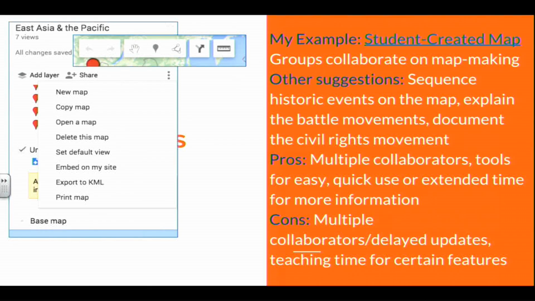It gives students the opportunity to create and share their own map of whatever they want around the world, as small of a portion or as large of a portion as they want to. Groups collaborate on map making in my geography class, and what I really like about that is they'll do different layers of a map. They'll do everything from a layer of physical features, a layer of climates, a layer of cultural information. Other suggestions that you could have students do, if you teach a history class, you could have students sequence historic events on the map and explain the battle movements, or you could have them document the civil rights movement.